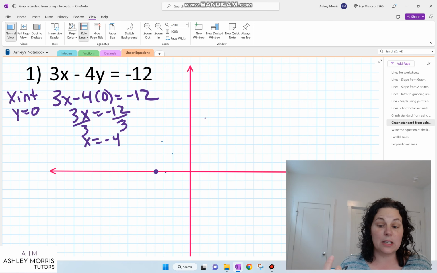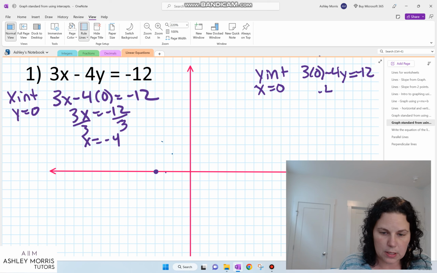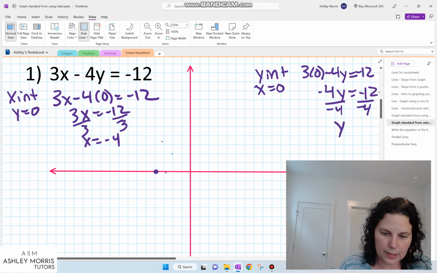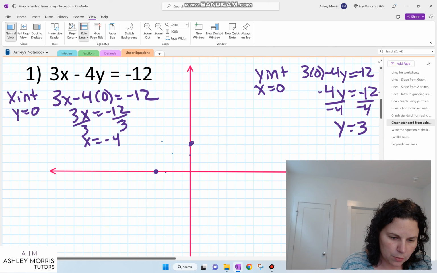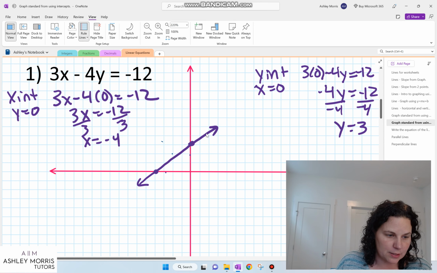We're going to do the same idea for my y-intercept. Y-intercept, x equals 0. So we get 3 times 0 minus 4y equals negative 12. 3 times 0 is 0, so we just get negative 4y equals negative 12. And then we're going to divide, and we get 3. Our y-intercept is 3. 1, 2, 3. And then we connect the dots. Ta-da! So some people like that a lot better than solving for y and getting the slope intercept form. Again, they're both good, just depends on the situation or what your teacher is asking for.